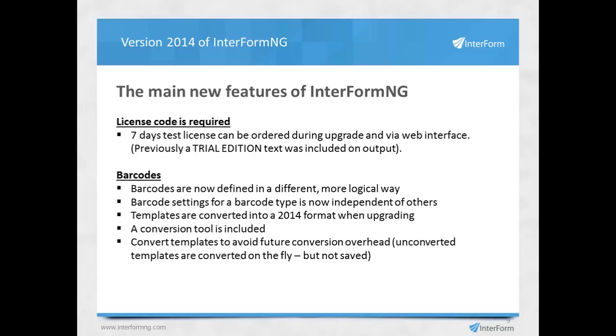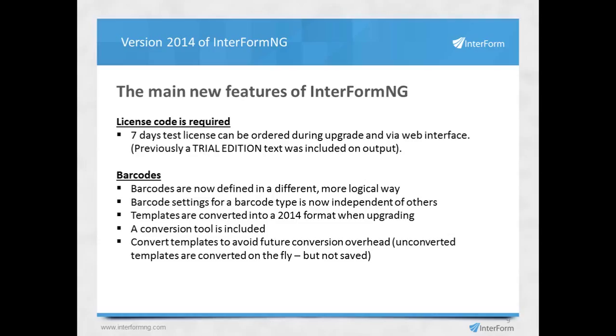Previously, you could run it and you would simply get this trial edition text on any kind of output that you would generate. But now you need a license code, and if you don't have any, you can register the first time installation and get a 7 days test license. It is of course also possible to request a longer running test code, and for that you should contact your local Interform support.